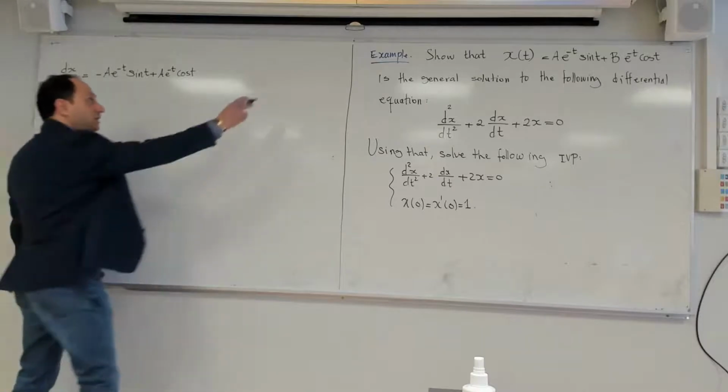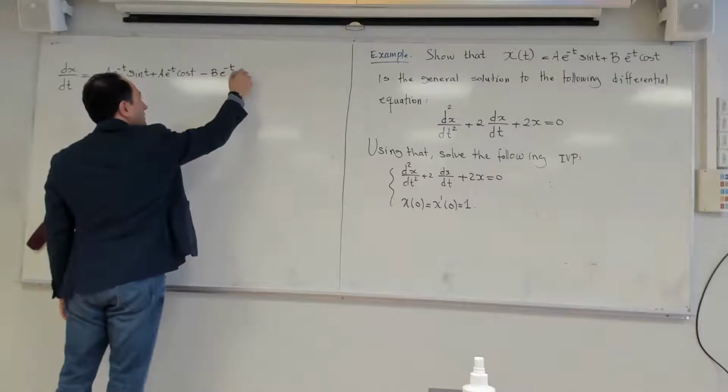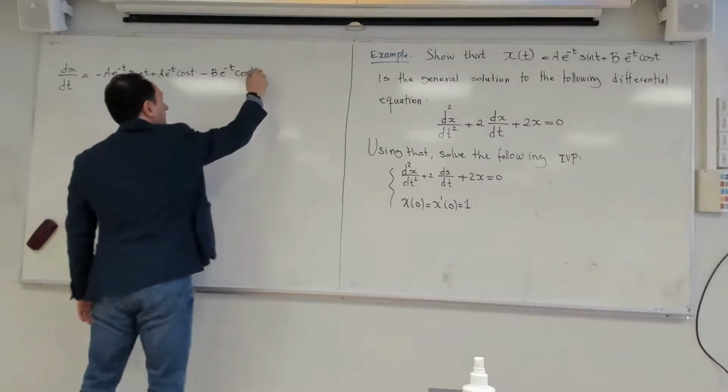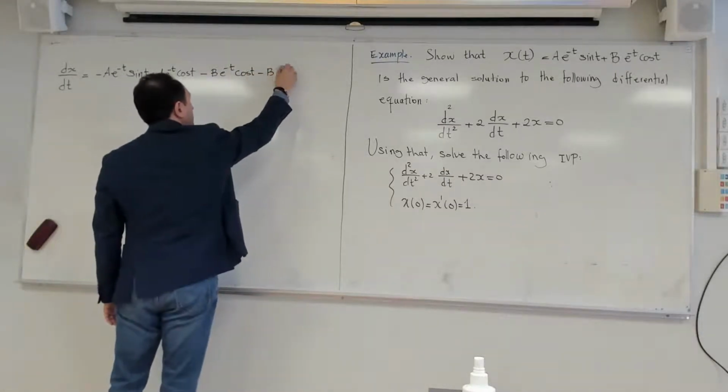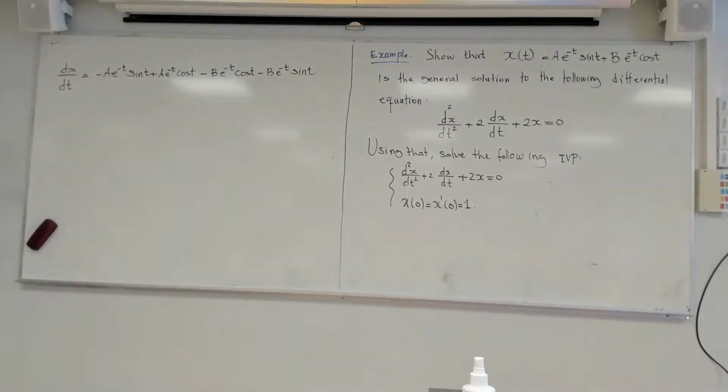For the next one, what will happen? It becomes minus b e to the power minus t cosine t and then minus b e to the power minus t sine t. Yes, I wanted to confirm that. Check my calculations. Don't rely on my calculations. Do you agree? Hopefully.